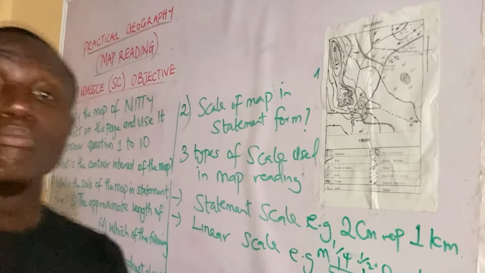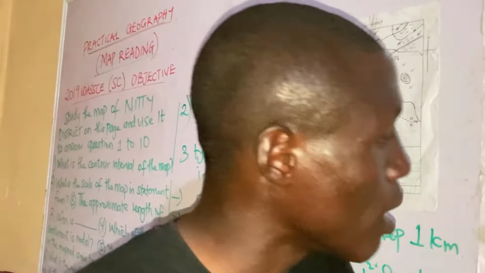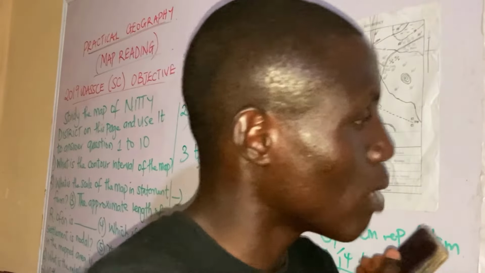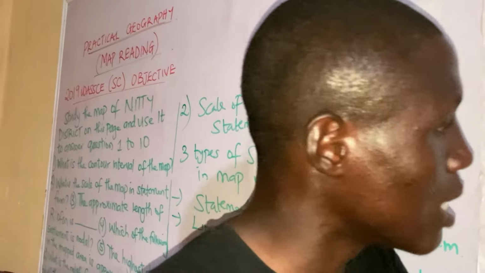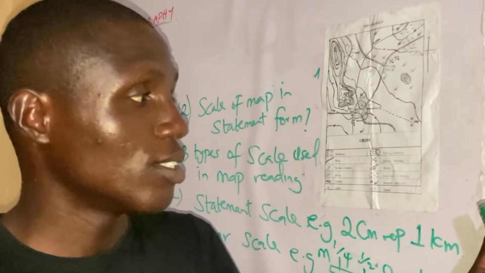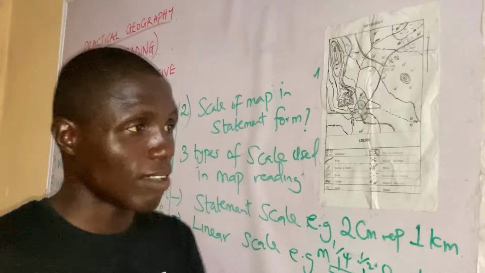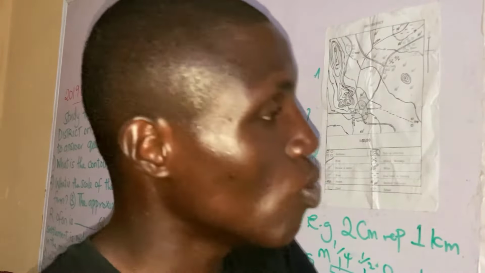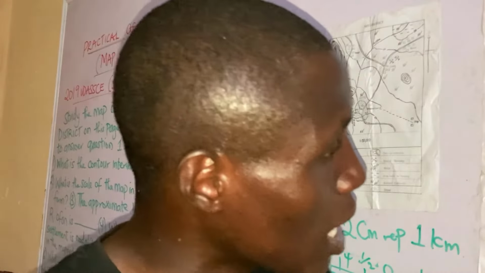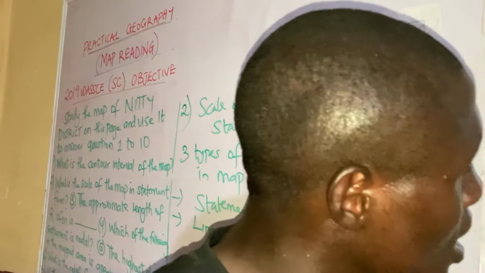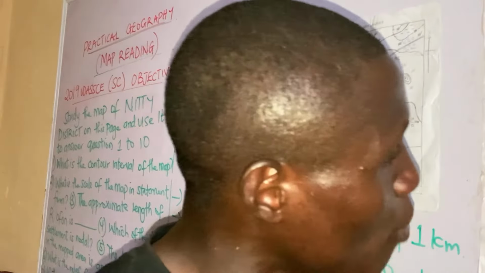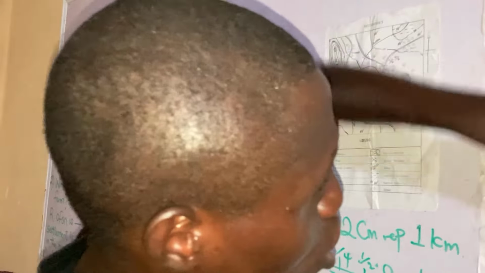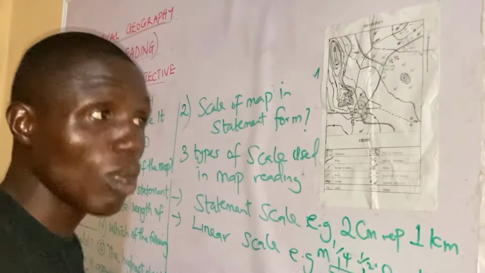A linear scale makes use of a drawn line. If you look at this very well here, we have a linear scale. On the right hand side you can see 1000, 0, 1, 2, and here we have kilometers, here we have meters. So this is a linear scale. In fact, in this big map we still have both: we have a linear scale, we have a representative fraction, and we still have a statement scale on one map.